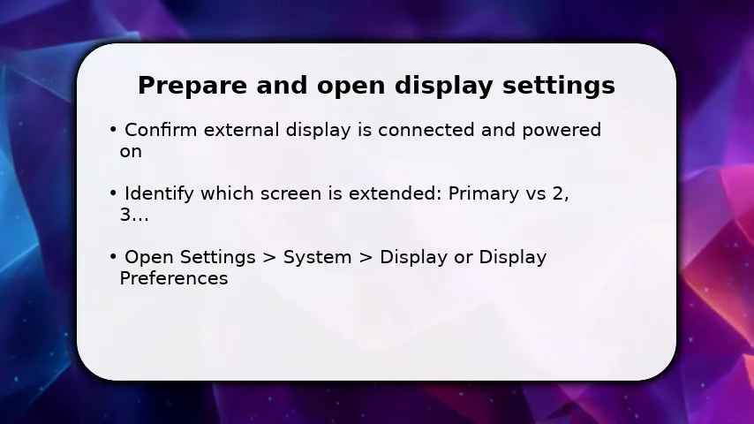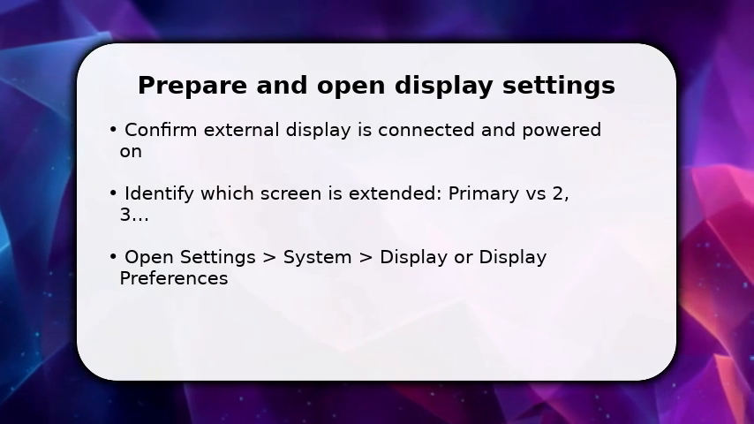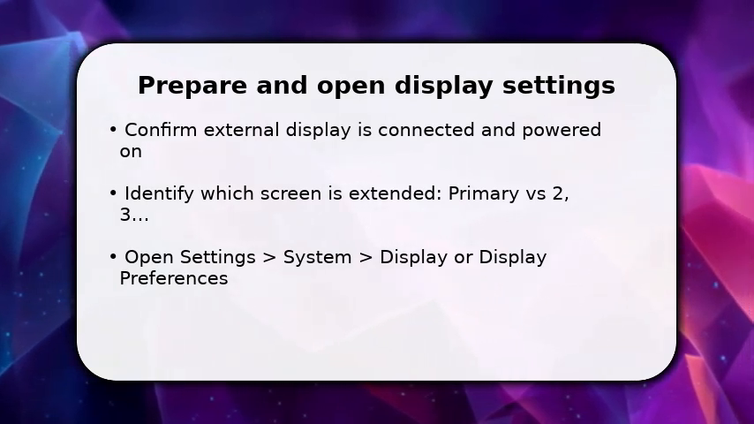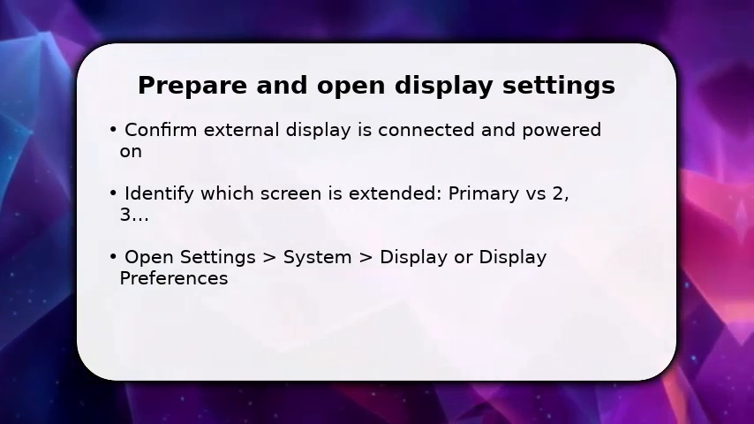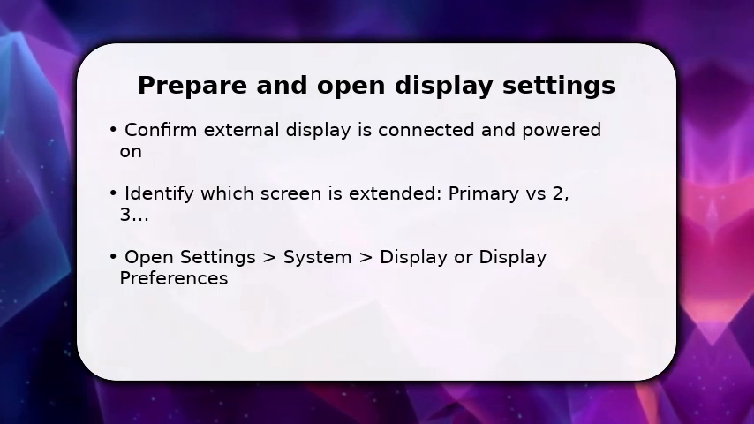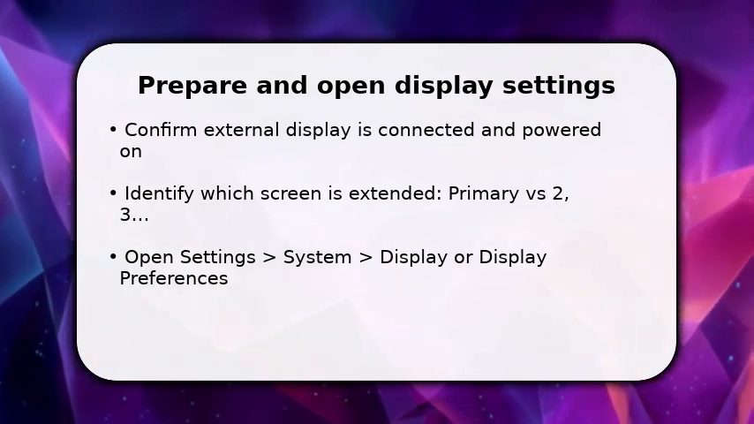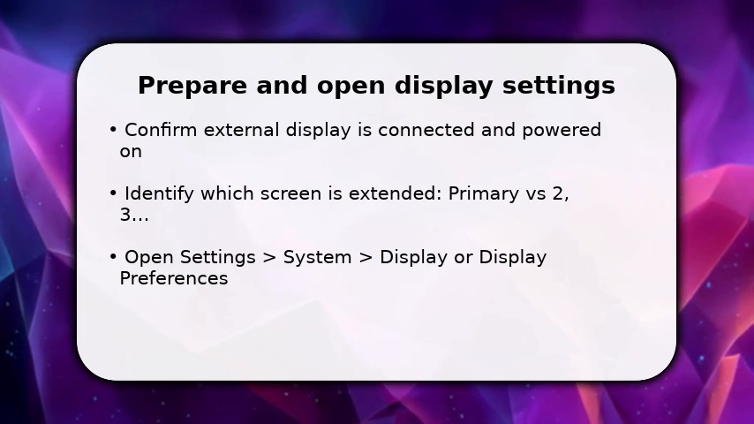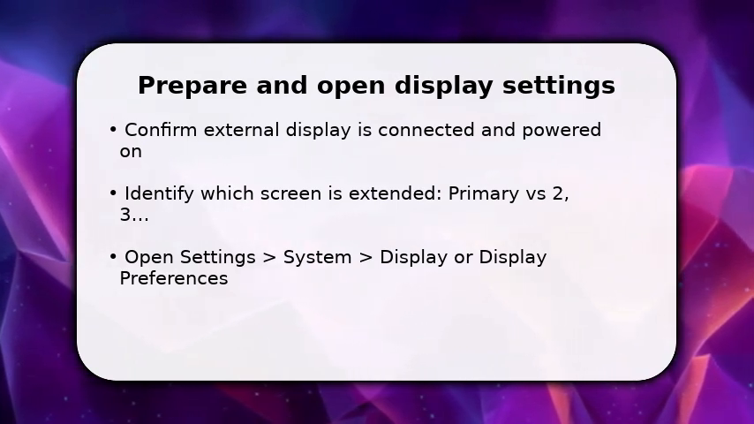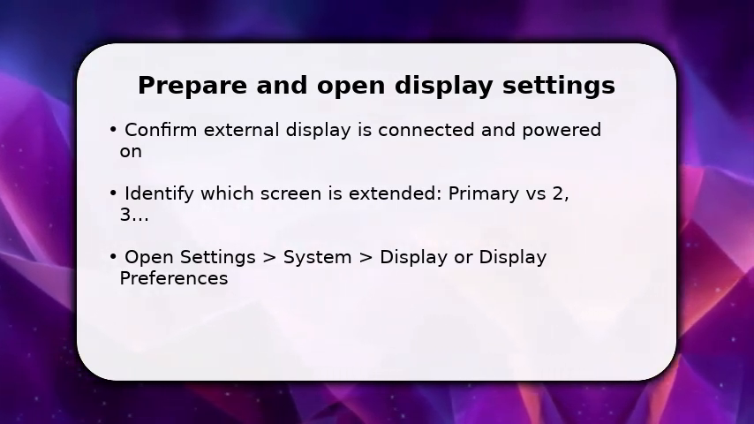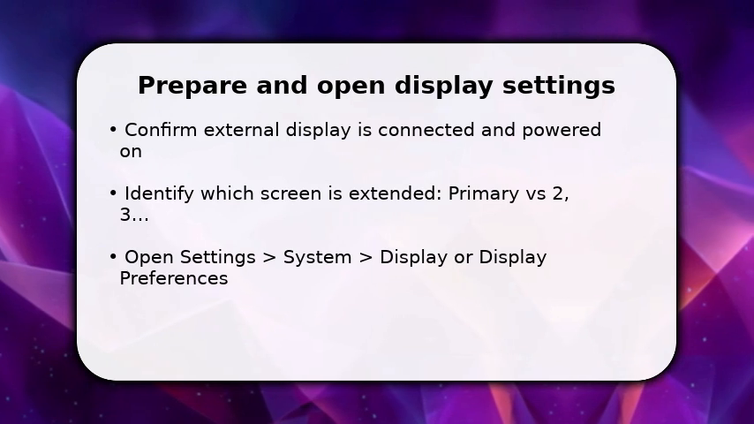You already have the external monitor connected. Now act. First, identify which display Windows or macOS calls your extended screen. Look for numbers or arrangement. Once identified, open System Display Settings immediately so you can change that monitor's controls. You need the right target. Changing the wrong screen wastes time.